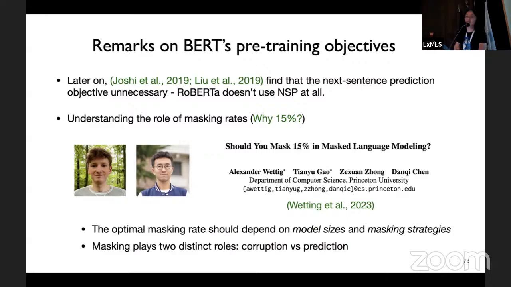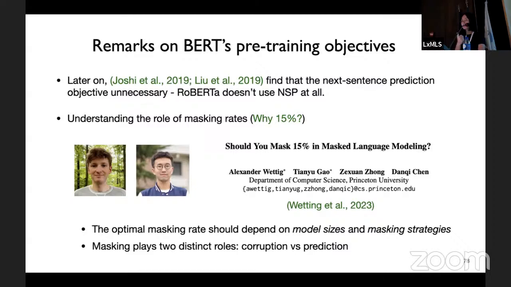So we actually find that the 15% masking rate is definitely not optimal, and is not a constant. The optimal masking rate should really depend on both the model size and also the masking strategy. You can adopt a much higher masking rate in larger models. But if you just train a BERT-base model, maybe 15% is still very good. But if you want to train a larger encoder-only model, a higher masking rate could be adopted. And we also show that masking can play 2 different roles.